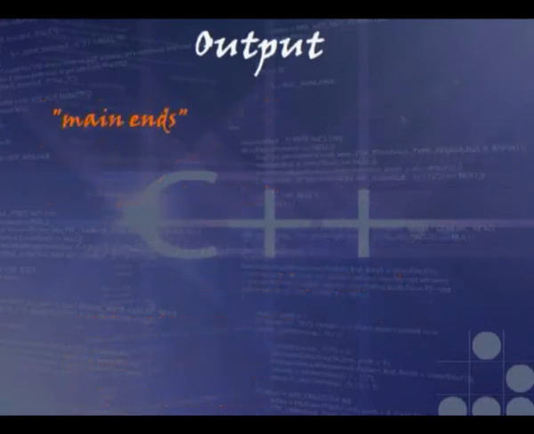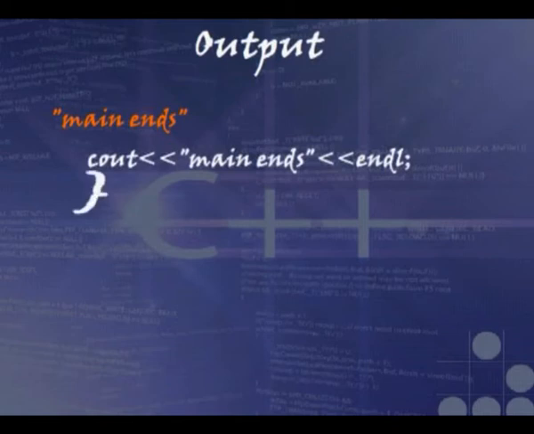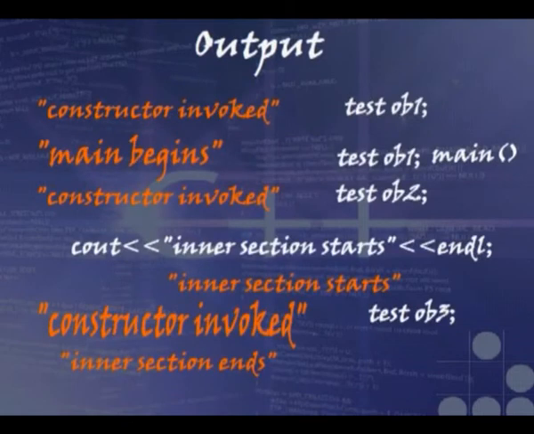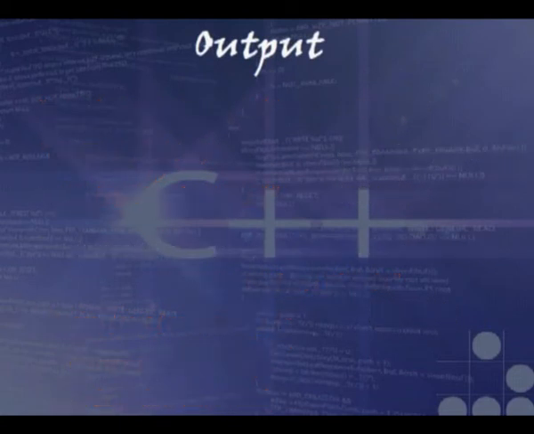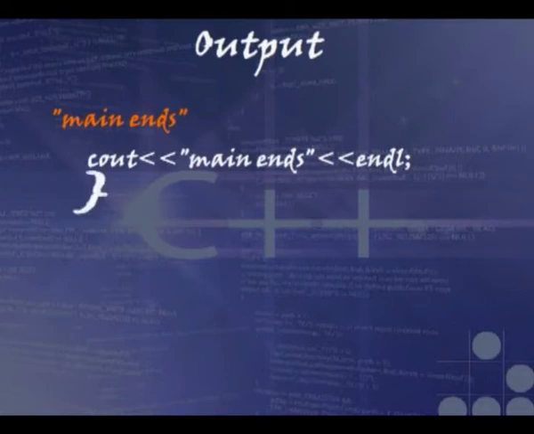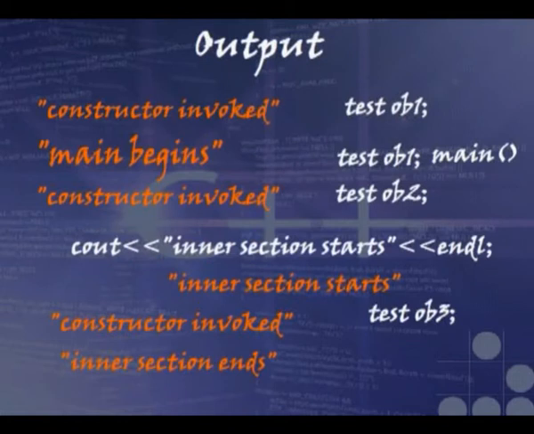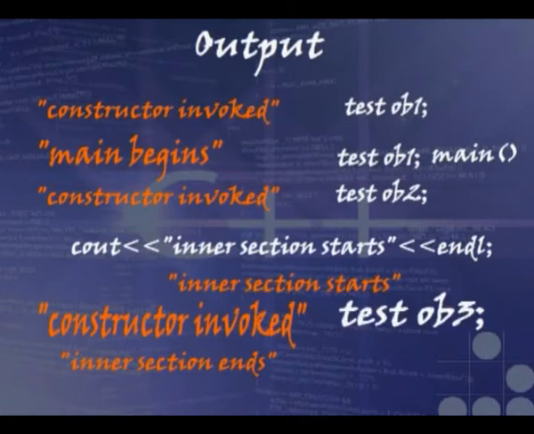The scope of this OB3 ends with this particular brace. As soon as this brace is encountered by the compiler, it will call the destructor. So after "inner section ends", it immediately displays "destructor invoked", because the object OB3 ceases to exist there. After "inner section ends", "destructor invoked". This is for test OB3.